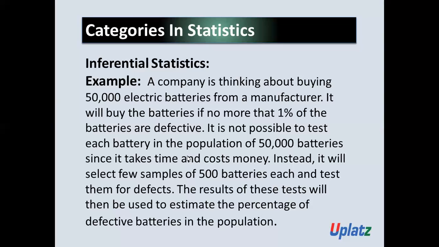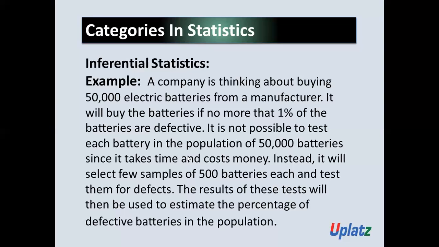So for example, what is the condition for the company to buy the batteries? The company will buy the batteries from the manufacturer if no more than 1% of the batteries are defective. So for example, out of 500 batteries, let's suppose only one or two batteries are defective. Then the company will proceed to buy the batteries because the company wants to buy the batteries if no more than 1% of the batteries are defective. So what is 1% of 500? 5. So out of 500 batteries, if one or two batteries are defective, then the company will proceed to buy the 50,000 electric batteries from the manufacturer.